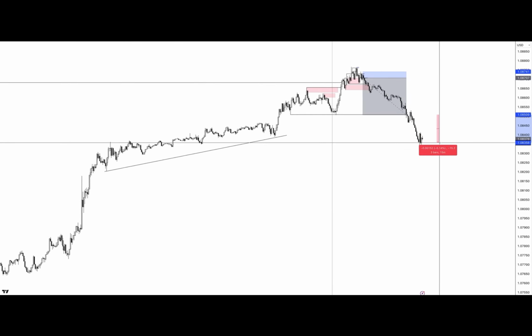I took 90% of my position off, but it ended up moving 15 more pips. So that's why I like to leave a runner. I'm still in this position now.